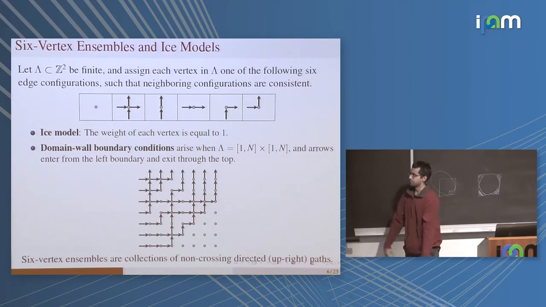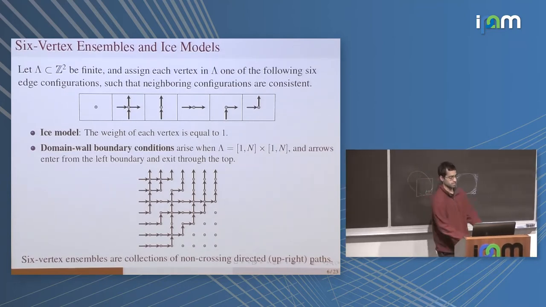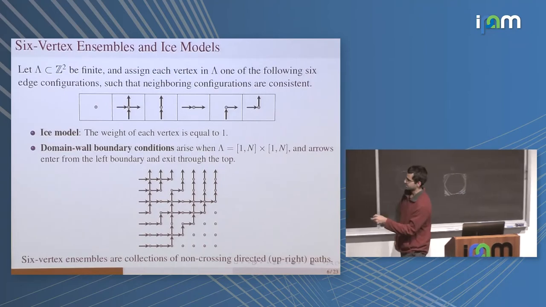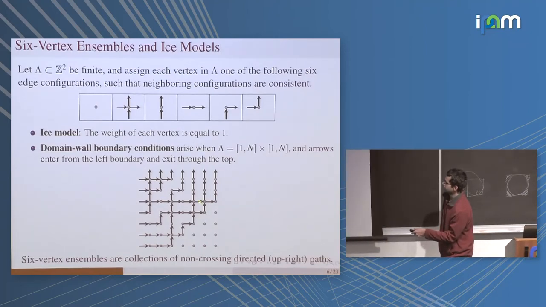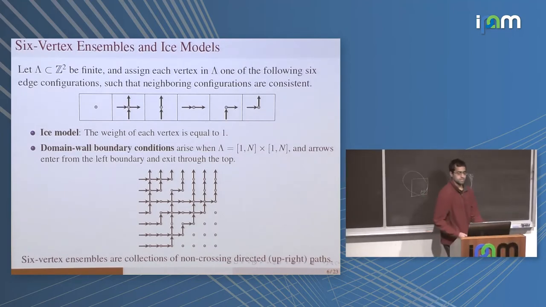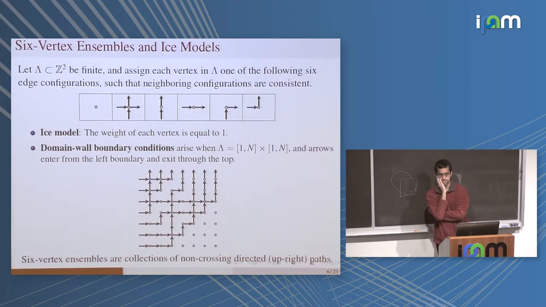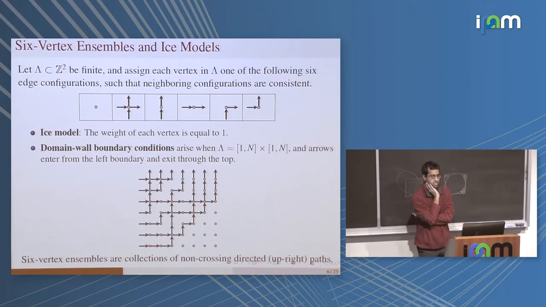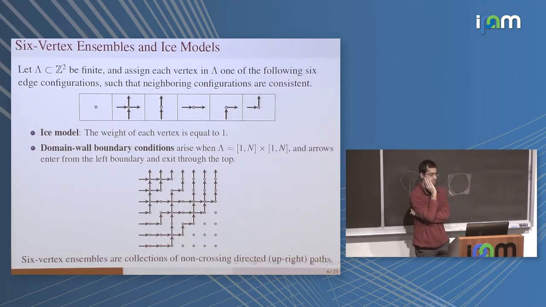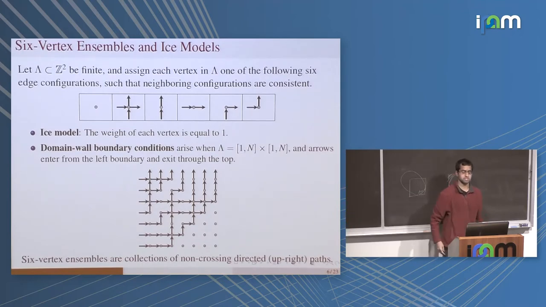And neighboring arrow configurations have to be consistent, in the sense that if an arrow exits this vertex vertically, then it has to enter the next vertex vertically. The ice model is, of course, the standard situation where you give a weight to each vertex. In the ice point of this model, we give each vertex weight 1, and so this corresponds to the uniform measure on all of these six-vertex ensembles.